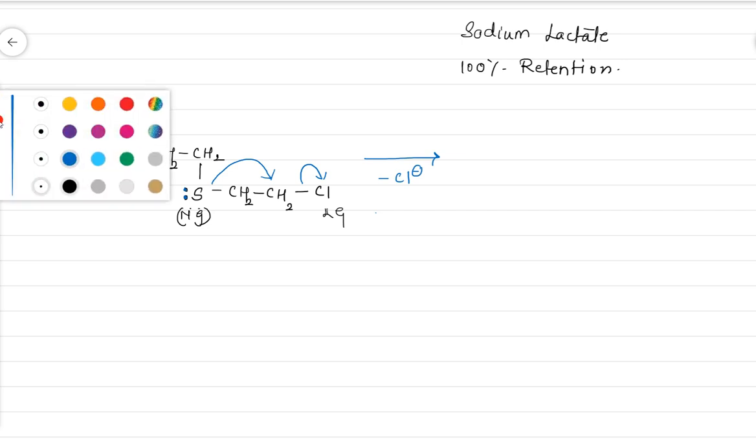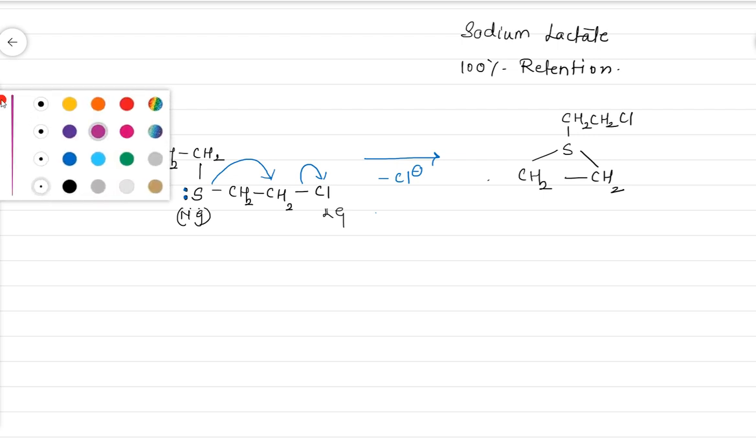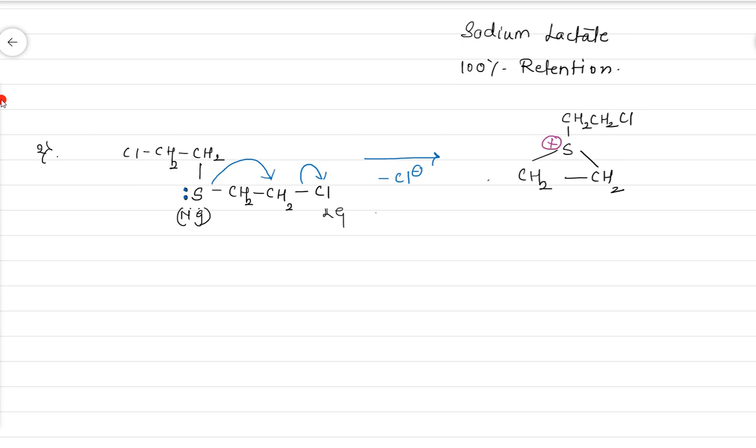Now the cyclic intermediate. How is your cyclic intermediate formed? CH2 bond CH2, so I'm writing it this way. You can see S, and the rest of the structure on the S you can write down. You can show either this chlorine or this chlorine, because the structure is symmetric. What will be the charge on sulfur? Positive: three bonds, and sulfur valency is 2, now three bonds are there.